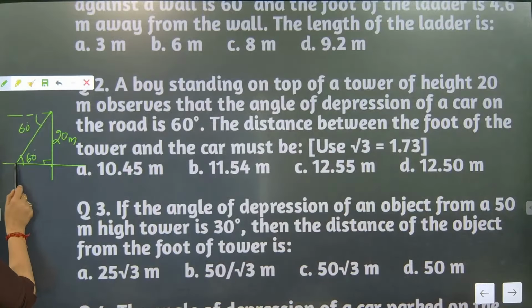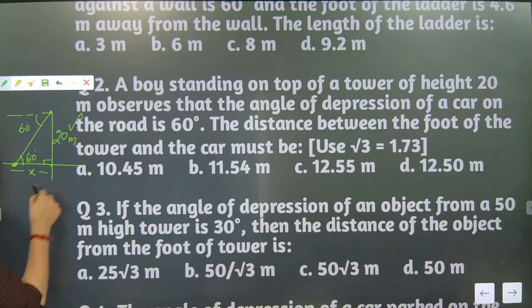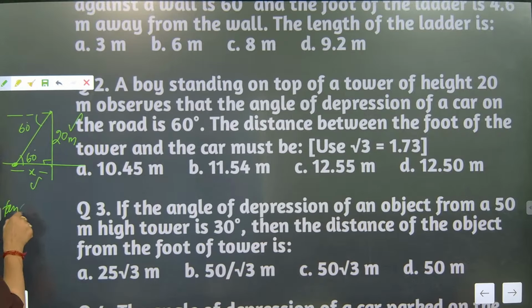This is the foot of the tower and the car. The car is standing here. This distance we have to find. So this is perpendicular and this is base. So tan 60 degree is equal to perpendicular 20 by x.